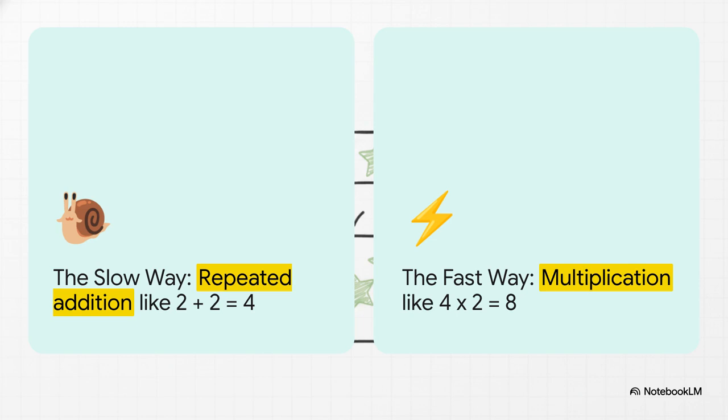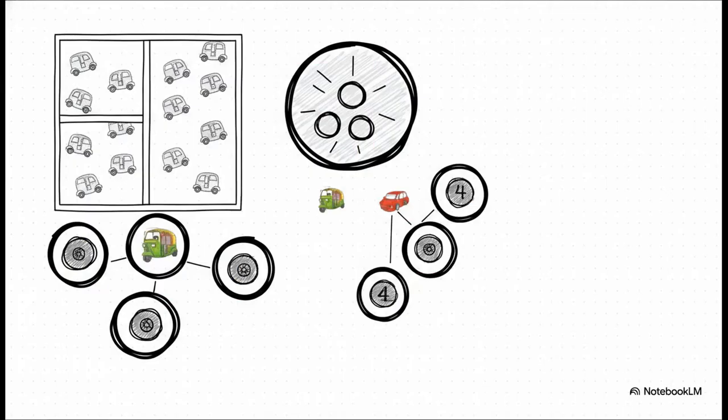Multiplication isn't just some random set of rules you have to memorize for a test. It's really just a faster, vastly more efficient way to count things that are already neatly bundled together in the world around us. And what's really fascinating about this is how we have to adapt to what we're actually looking at.